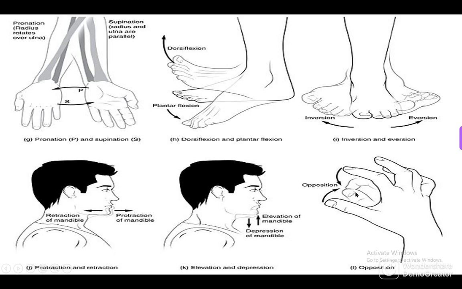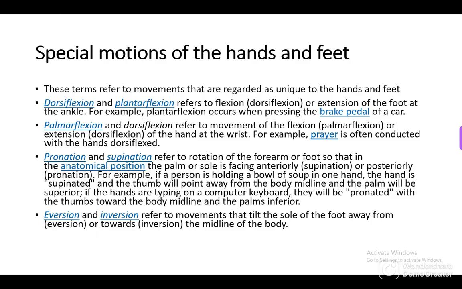Opposition means one point of the finger is touching the other point of the finger. Abduction is there, adduction is there, flexion is there, extension is there, and opposition is there. These are the movements of the hands. One should elaborate special motions of the hands and the feet. These are explained just now. What are they?